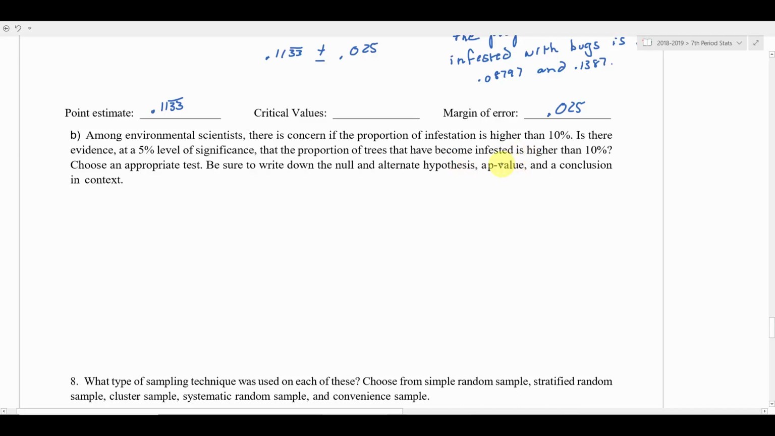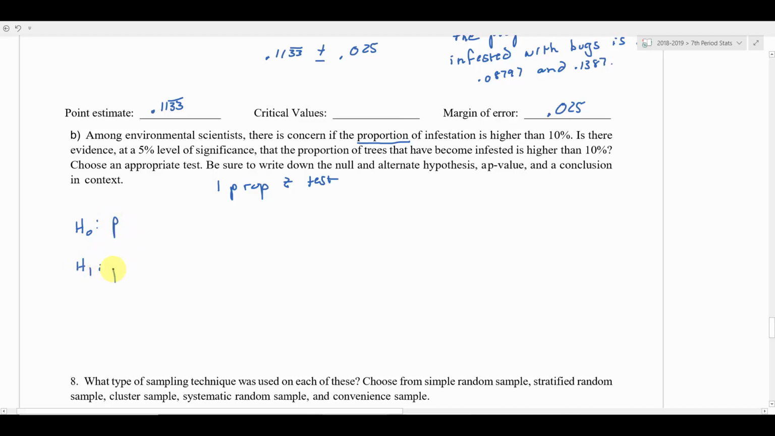Now, they didn't specifically say that it's a claim, but we're going to treat it like it's a claim. If someone out there is concerned about it, someone out there is claiming that it is higher than 10%, right? And this is a proportion. So we're going to be doing a one prop Z test, and I'm going to set up my null and alternate hypothesis here.